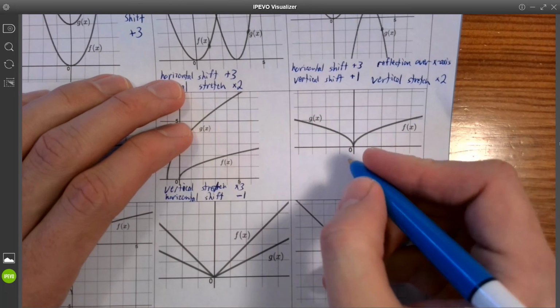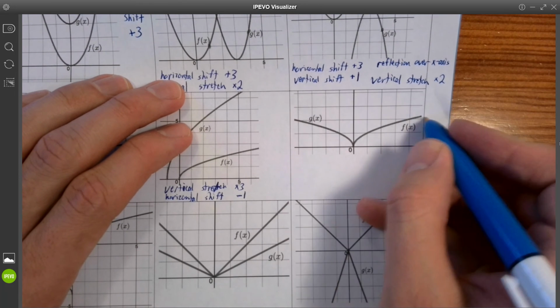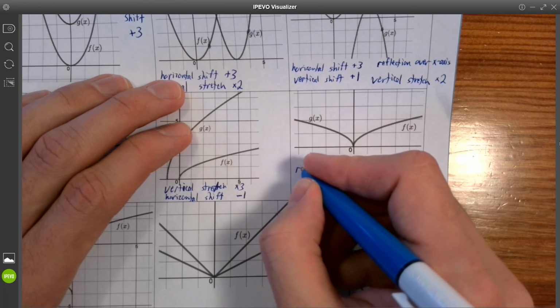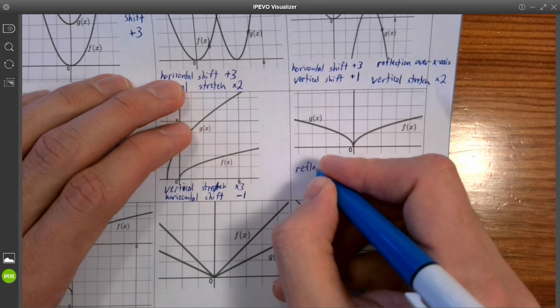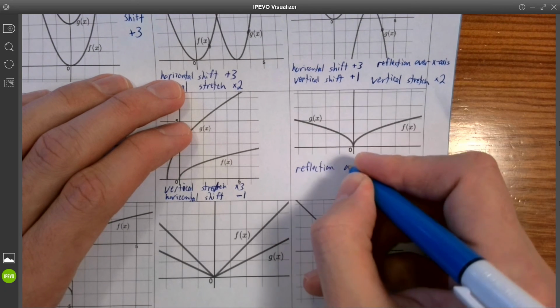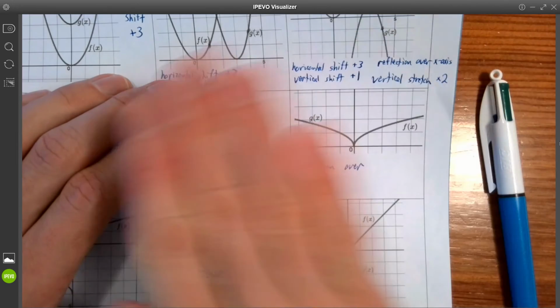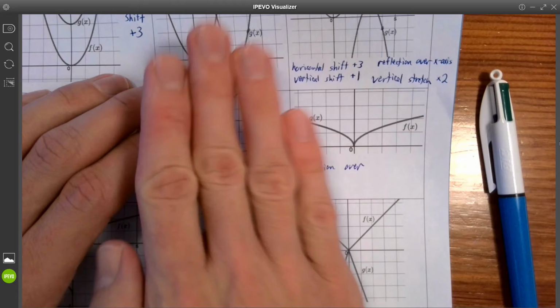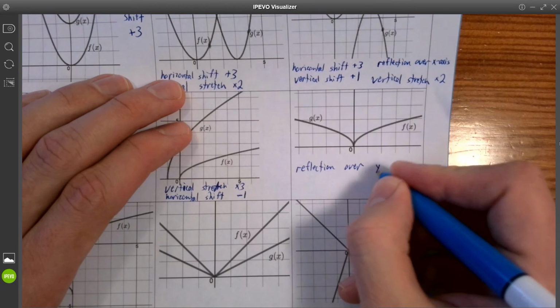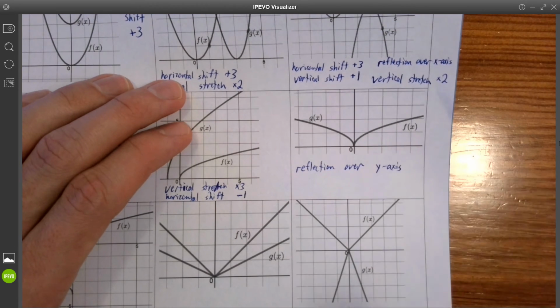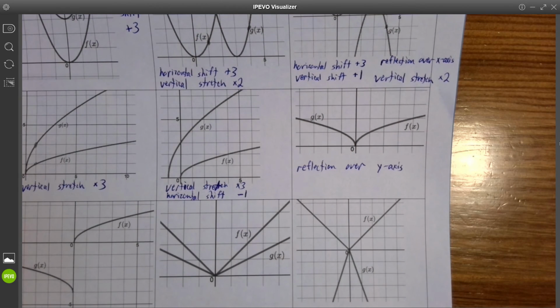But in this case, what I really have is just a function that got reflected over an axis. So this is a reflection over not the x-axis, but it's actually over the y-axis. So what was over here is now over here. So this is a reflection over the y-axis, and there's a way to accomplish that with an equation. We'll deal with that on the other side of these notes.